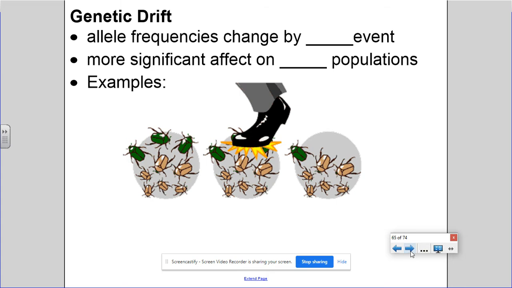Examples of things that can cause genetic drift include a lot of things. So, a lot of human impact, for example, building a road and separating two populations, or natural disasters like a hurricane, a flood, a tornado, or a fire that wipes out part of a habitat and whatever organisms just unluckily happen to be there.